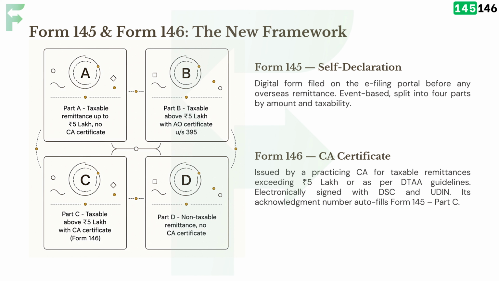That certificate is issued through Form 146. Its acknowledgement number is automatically linked to Part C of Form 145 during the filing process. Part D is used for non-taxable remittances, where no chartered accountant certificate is required. Understanding which part applies to your transaction is the first step towards accurate and compliant filing.